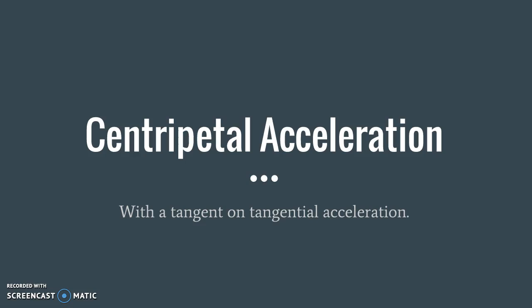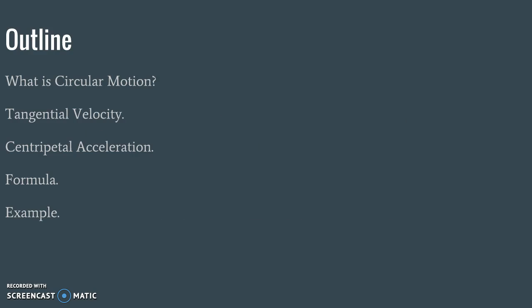Hi everyone. So today we're going to learn about centripetal acceleration. So, outline of what we're doing today. We're going to talk about what is circular motion. We'll talk about tangential velocity, and then we'll get into our main topic here of centripetal acceleration. I'll give you the formula and explain the formula for centripetal acceleration, and finally we'll look at an example of solving a centripetal acceleration problem.